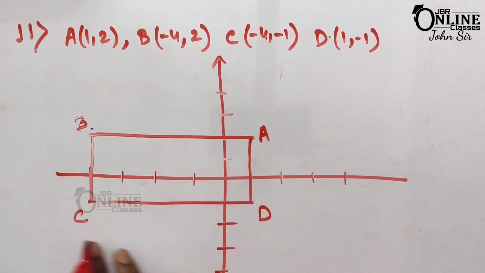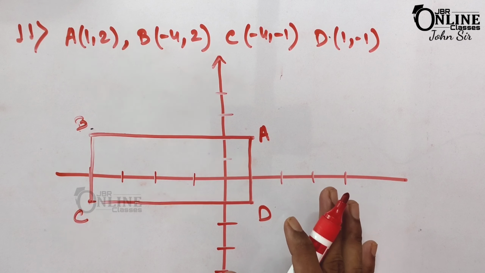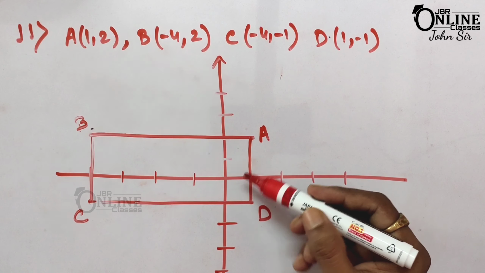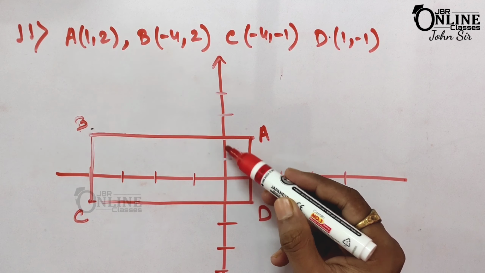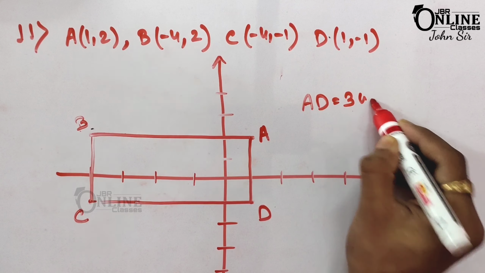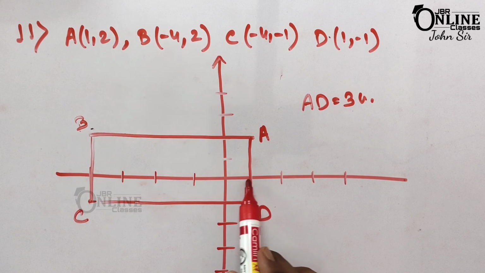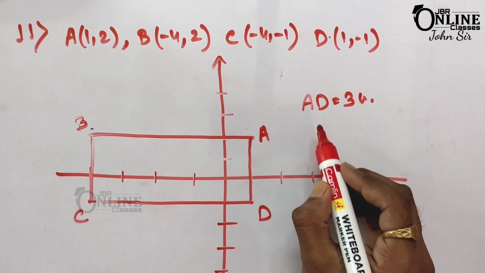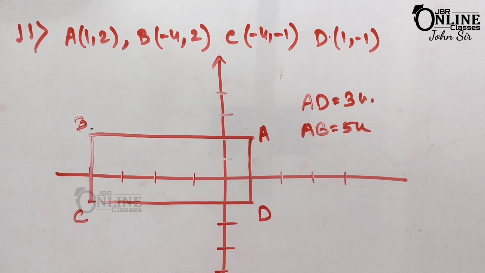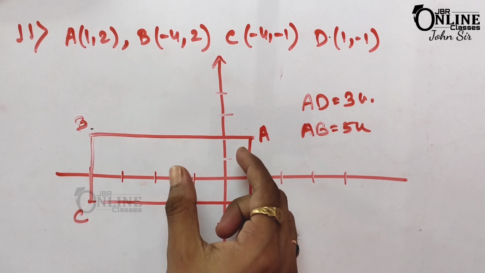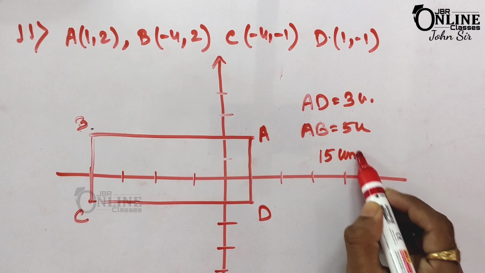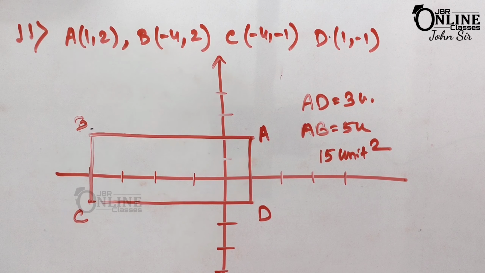So here ABCD is a rectangle. Now next, also find the area of the rectangle. The breadth of the rectangle is 1, 2, and then 1, so 3. So AD equals 3 units, and AB equals 1, 2, 3, 4, 5. So AB equals 5 units. You know the formula for the area of a rectangle is length into breadth. So 5 into 3 equals 15 unit square is the answer.